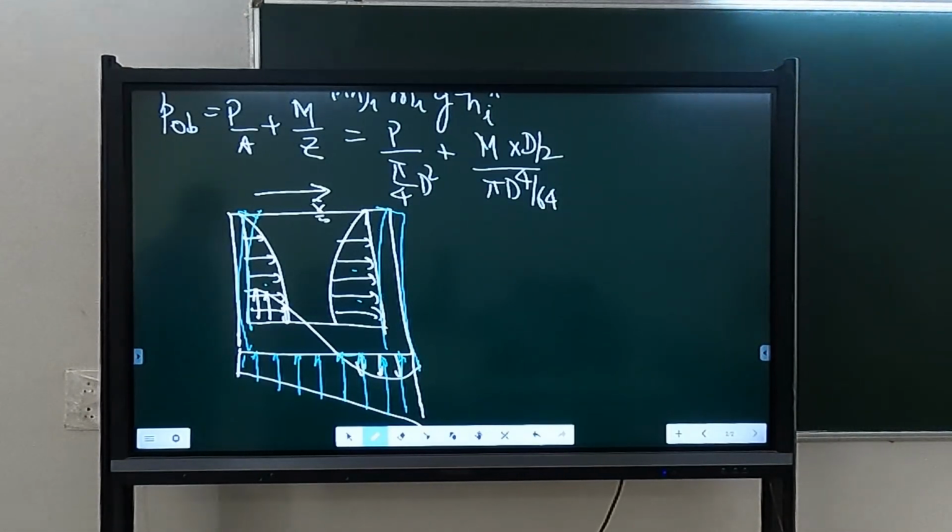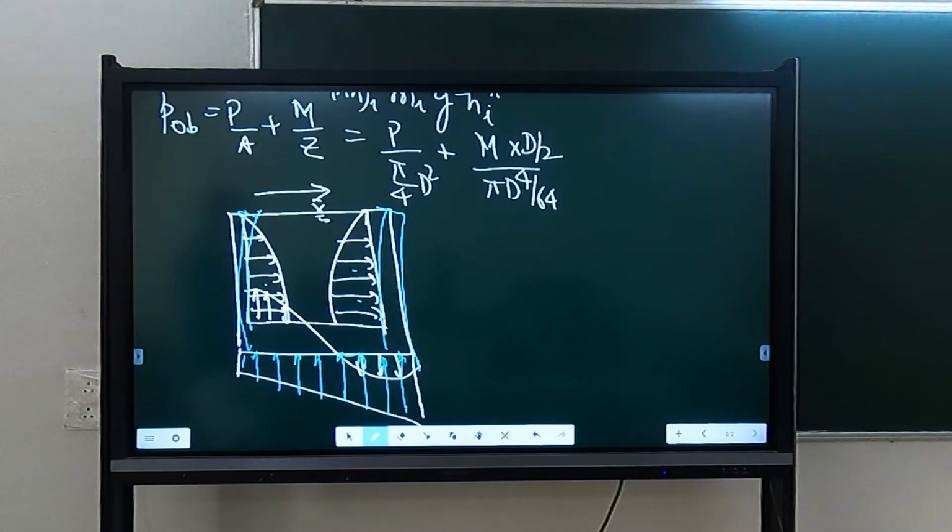Consider this as a rectangle, not circular. In the rectangle there is water, and the weight of the water divided by this plane area is the pressure created at the base. Then we are considering the volume, and it is acting like a wheel. Now what you are missing here is the pressure coming on the wall. Show the pressure coming on the wall also.